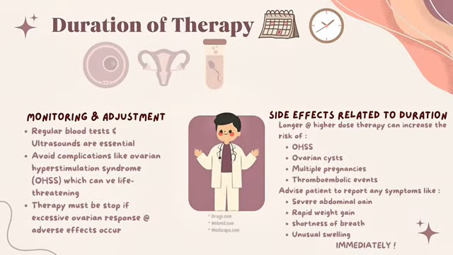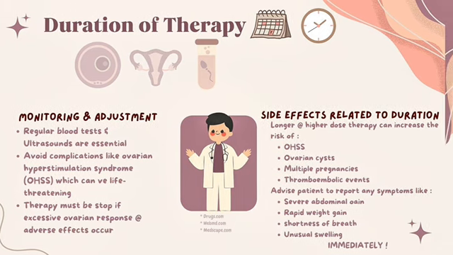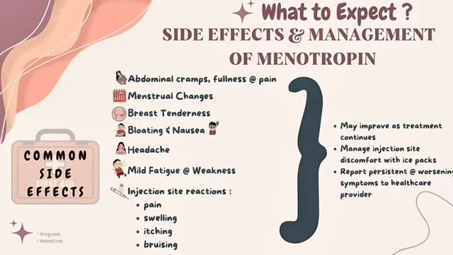Menotropin therapy requires regular blood tests and ultrasound to prevent serious side effects like OHSS. Longer or higher dose use can increase the risk of ovarian cysts, multiple pregnancies, and blood clots. Stop treatment if you experience severe pain, rapid weight gain, shortness of breath, or unusual swelling, and seek medical help immediately. Common side effects include abdominal pain, nausea, bloating, and injection site reactions.